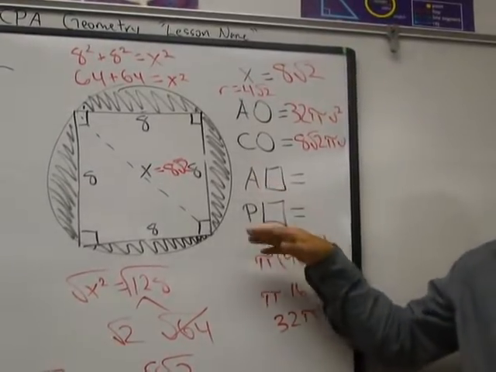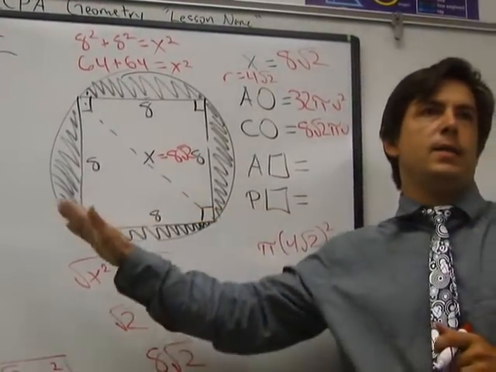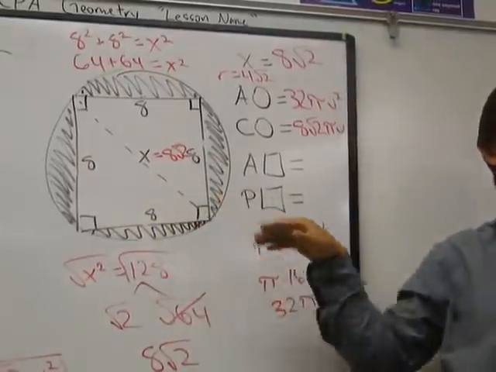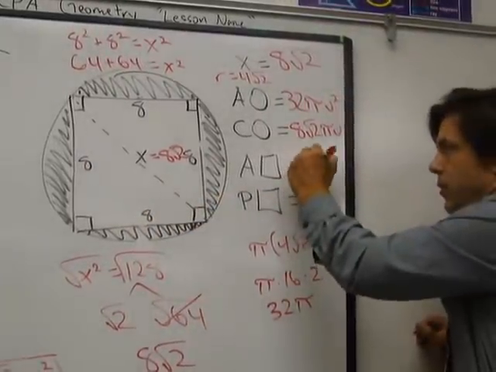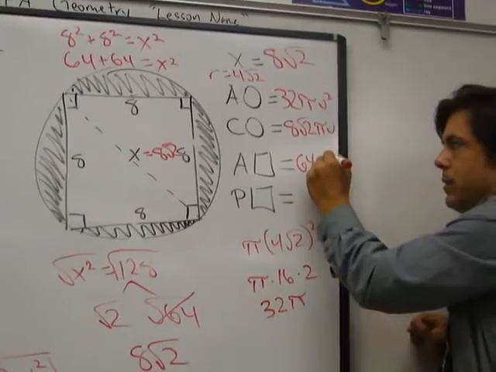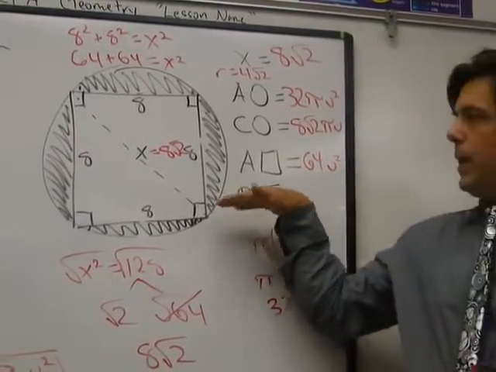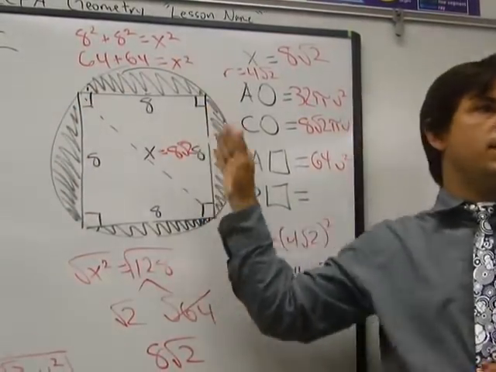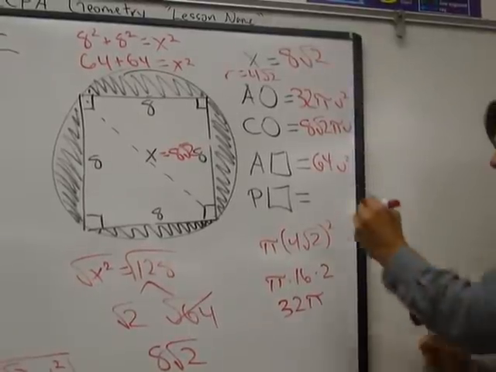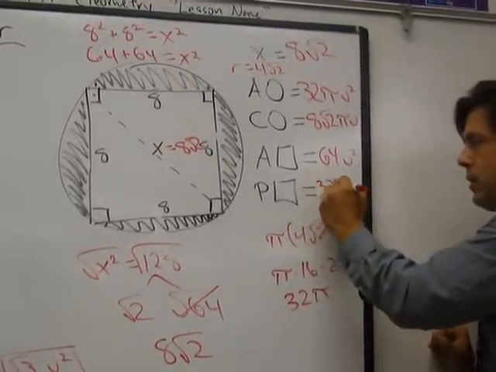The area of the square is going to be, very simple, 8 times 8. What's 8 times 8? 64. 64 what? Units squared. The perimeter is going to be 8 plus 8 plus 8 plus 8. What's that going to be? 32. 32 what? 32 units.